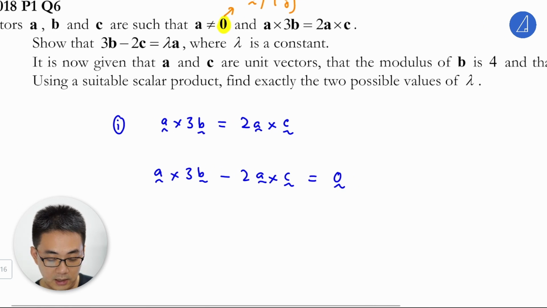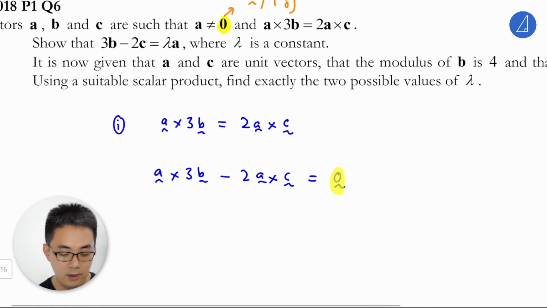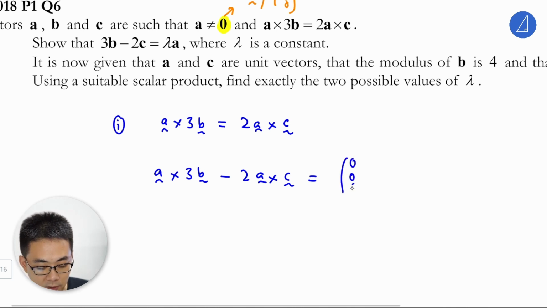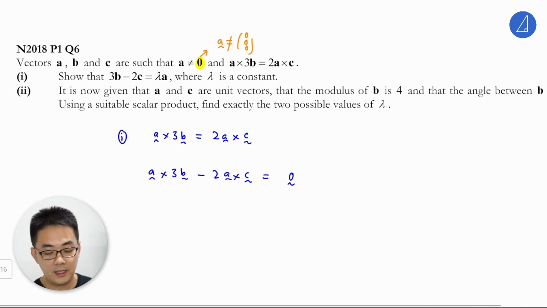Now this is a 0 vector. Please make sure you put this down. It has to be a 0 vector. It cannot be just 0. So take note of this 0 vector, meaning when you move this over, this should be like 0, 0, 0, because these are all vector quantities. So this should be a 0 vector. Great.